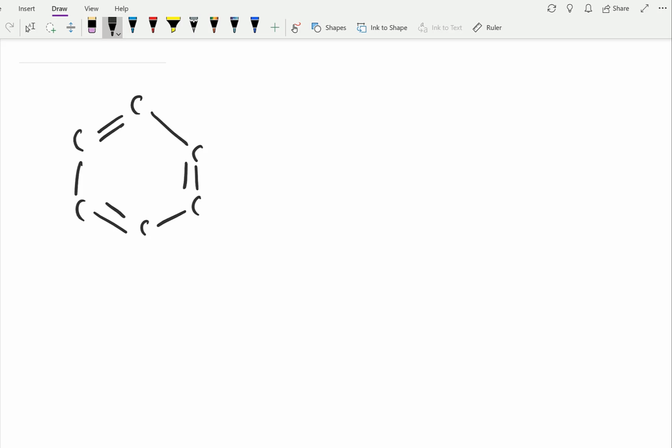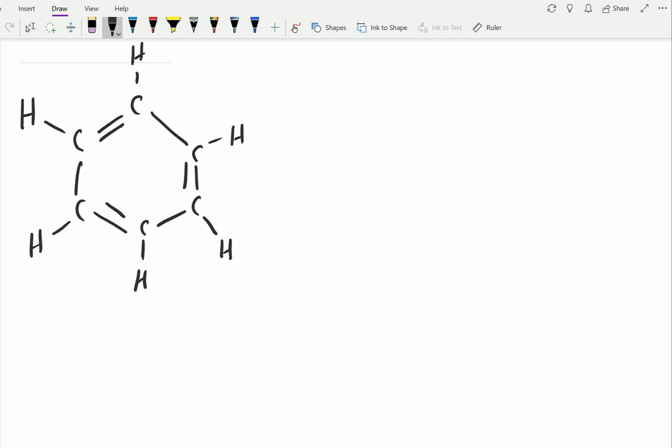So you can see for each carbon atom, 3 electrons are shared, one with the double bond, one with the single bond. So they need to share one more electron to become octet. That's why each carbon bonds to one hydrogen atom. So this is the structure of benzene.